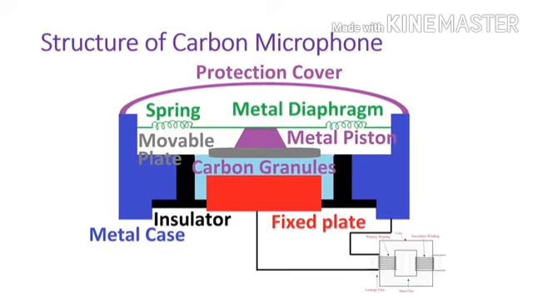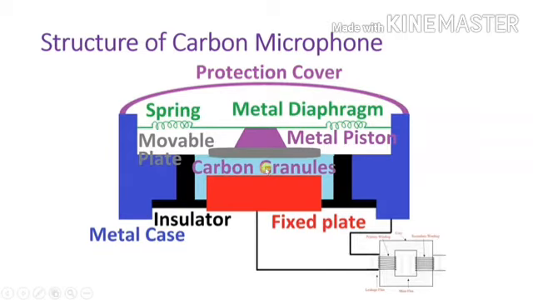So when you see the structure, you can see this is metal diaphragm and this is under protecting cover. This metal diaphragm is connected with spring. So when you apply sound over here, this metal diaphragm will move like this. So it will oscillate, and there is movable plate here. Now below that there is carbon granules. You can see these are carbon granules.